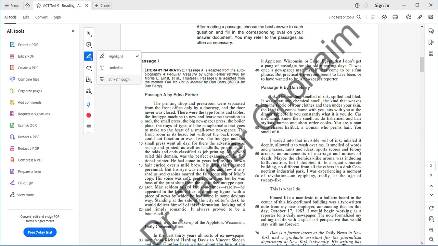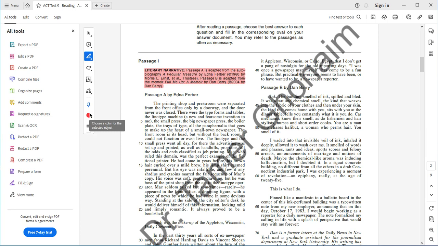Passage A is adapted from the autobiography A Peculiar Treasure by Edna Ferber. Passage B is adapted from the memoir Pull Me Up, a memoir by Dan Barry.